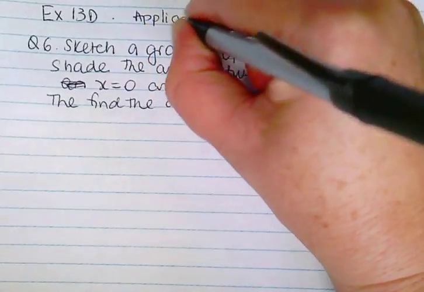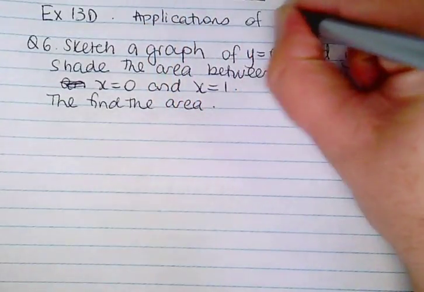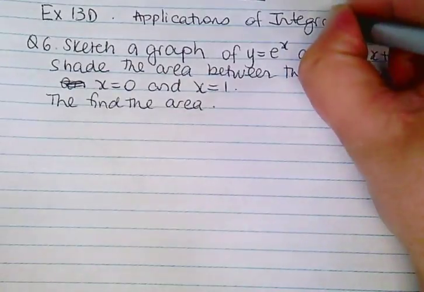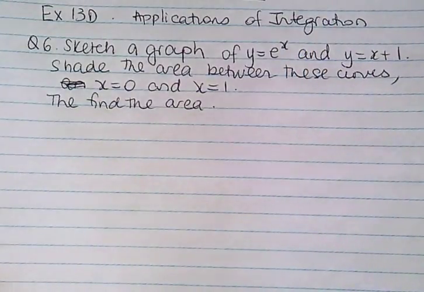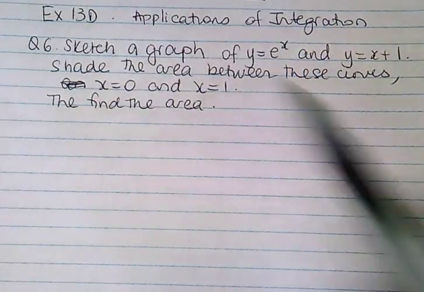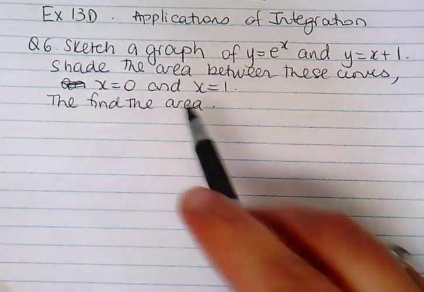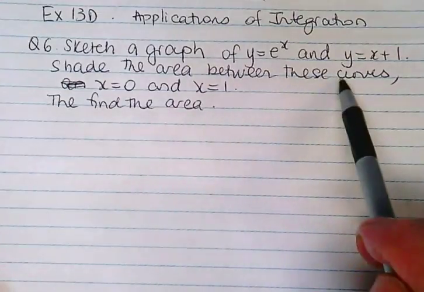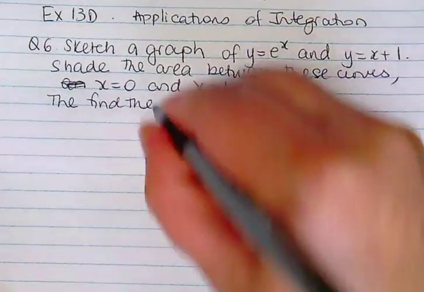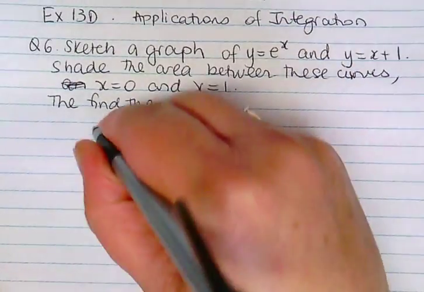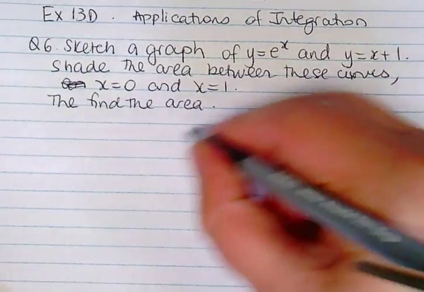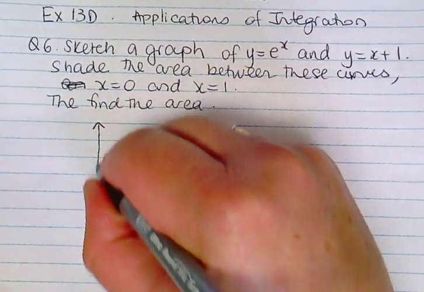Okay, this is exercise 13D, applications of integration. Just looking at a few questions here, a few area questions and some harder integrations. So sketch a graph of y equals e to the x and y equals x plus 1 and shade the area between these curves and the lines x equals 0 and x equals 1, and then find that shaded area. So let's just do a sketch.